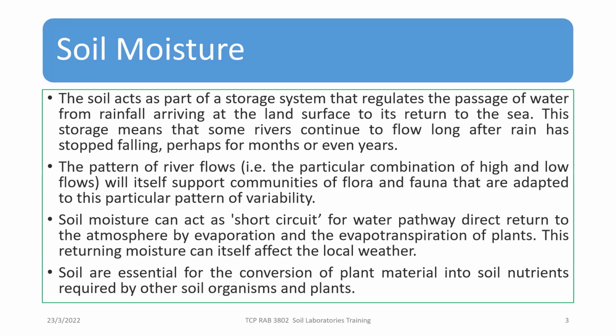Soil moisture is also essential for the conversion of plant material into soil nutrients required by other soil organisms and plants. As you know, the nutrient itself cannot be available to the plant unless it is dissolved in water. So here water, as a great dissolving material, is very important to increase the availability of nutrients for the plant.